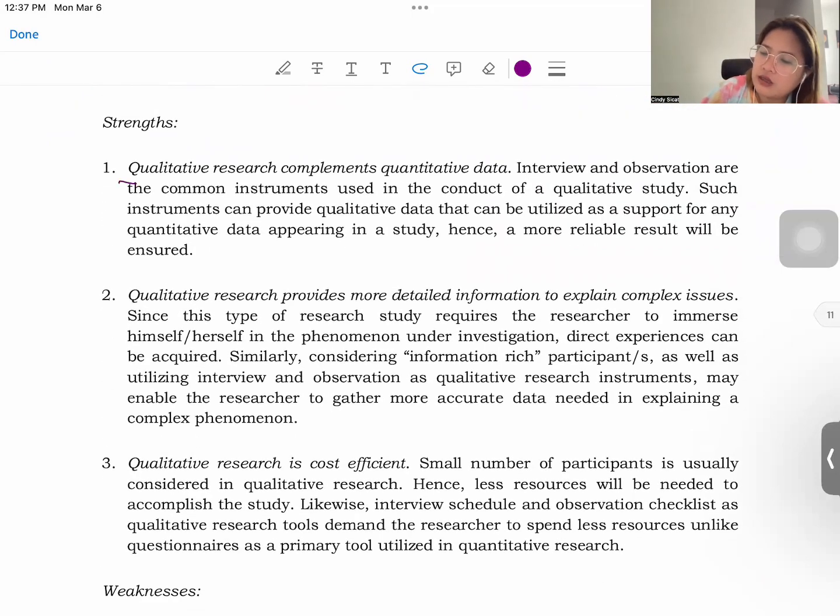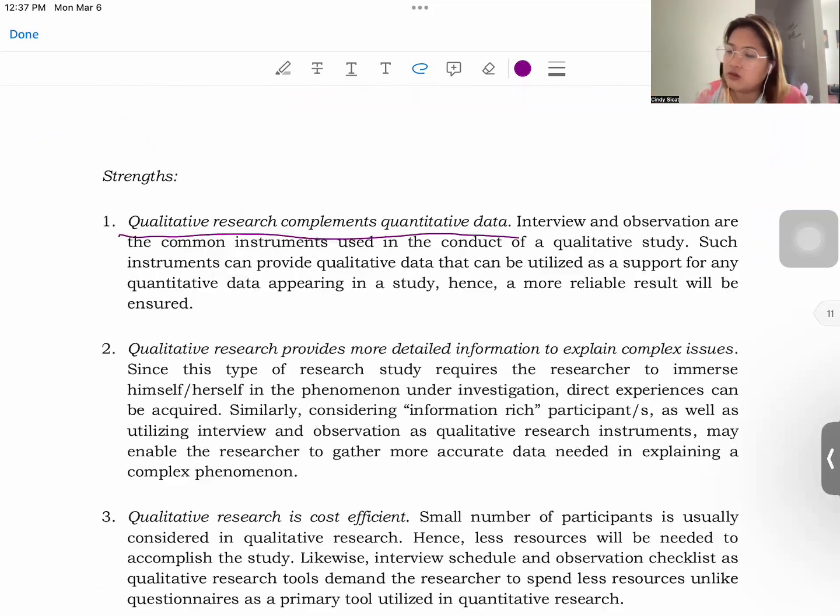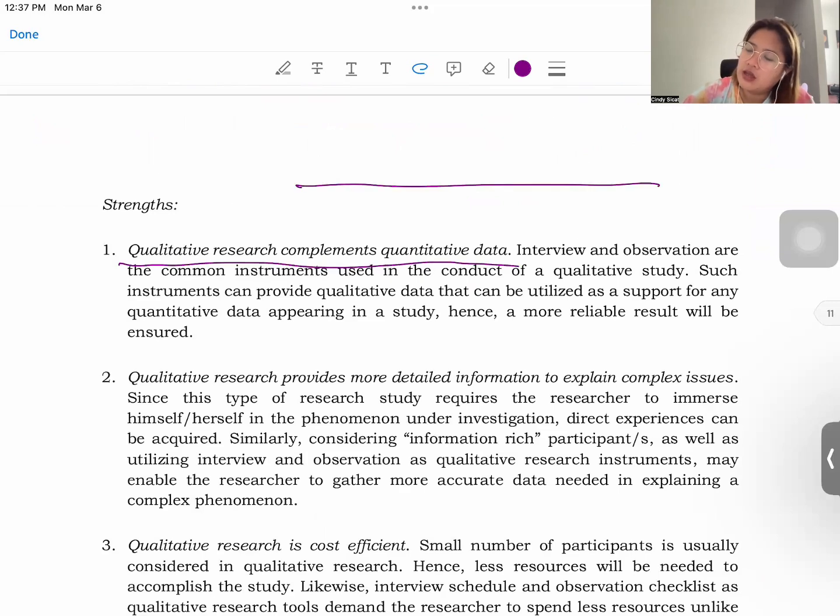Strengths. Qualitative research complements quantitative data. So, kumbaga, meron kang angle. Ayan. Diba? Usually, kapag 90 degrees, ito yung quali, ito yung quanti, or vice versa. So, they complement each other.